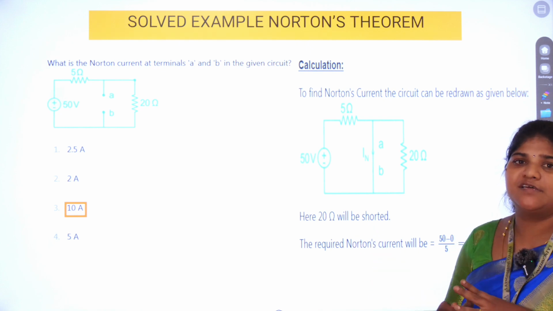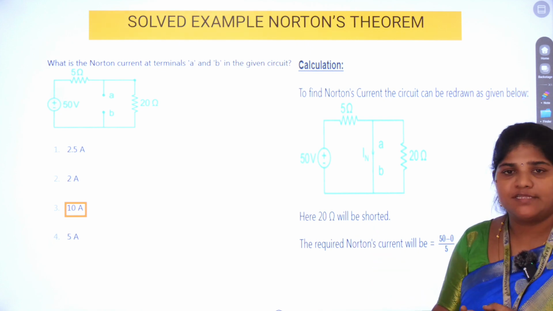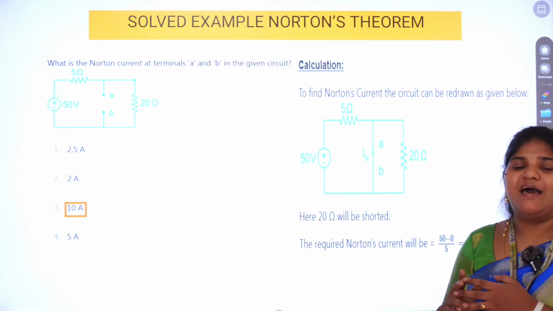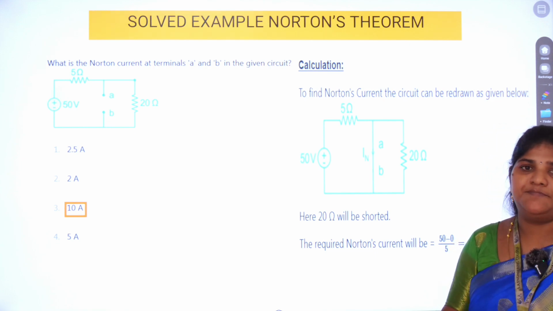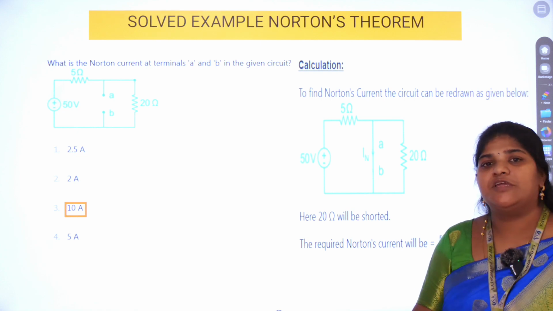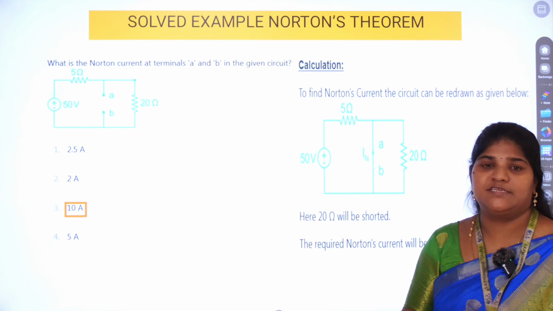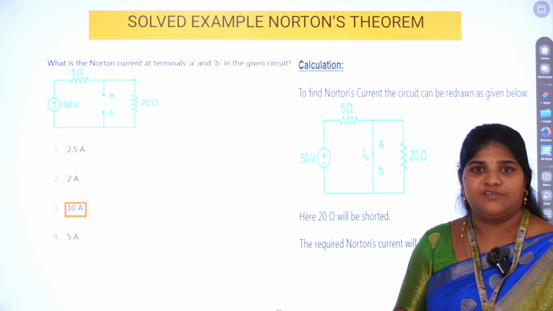And when these two values are known, one can easily draw the Norton's equivalent circuit by having a current source in parallel with the Norton's resistance. So I hope this video gives a clear understanding about how to solve Thevenin's theorem and Norton's theorem. So we'll continue in the next lecture series.